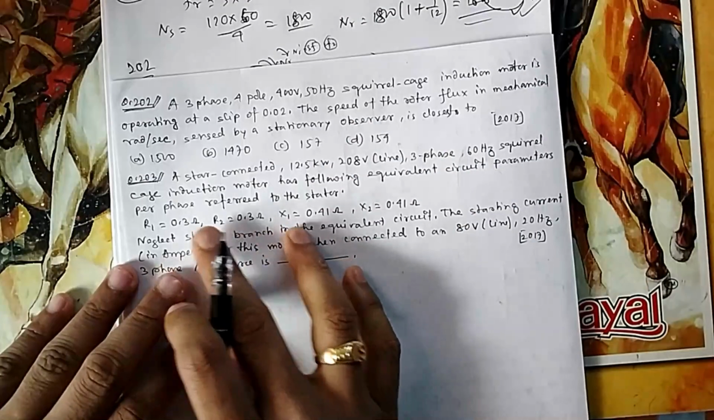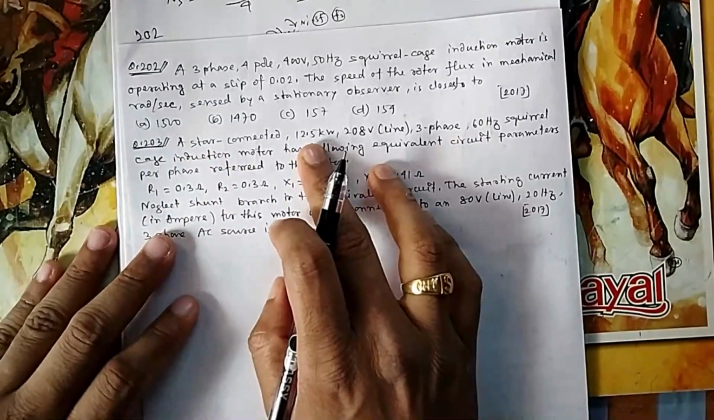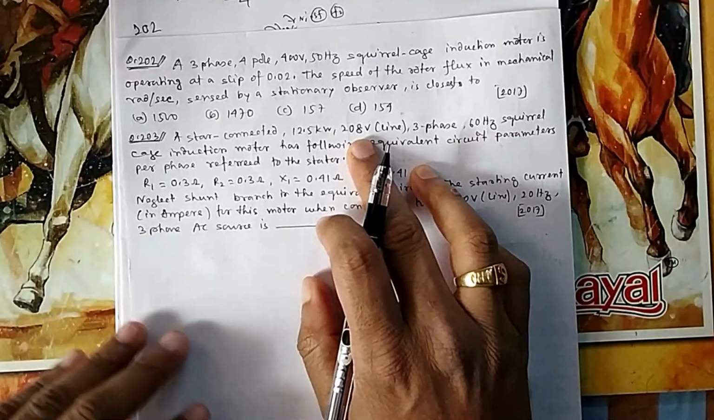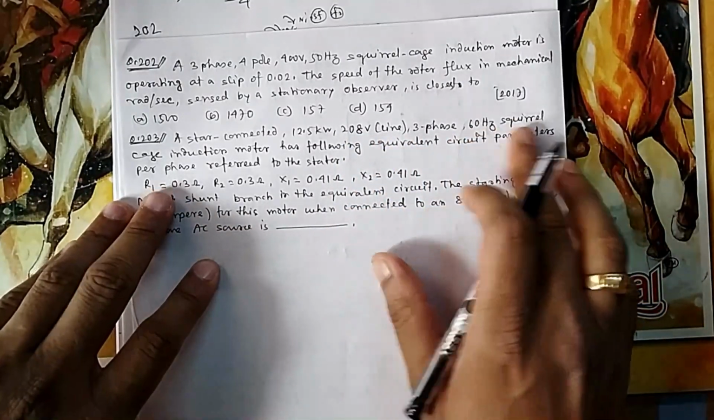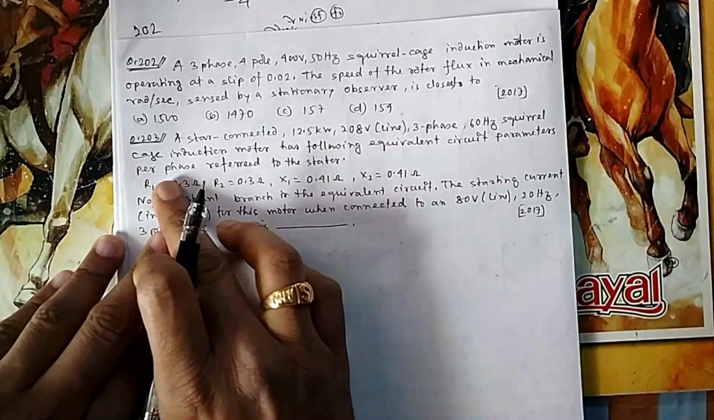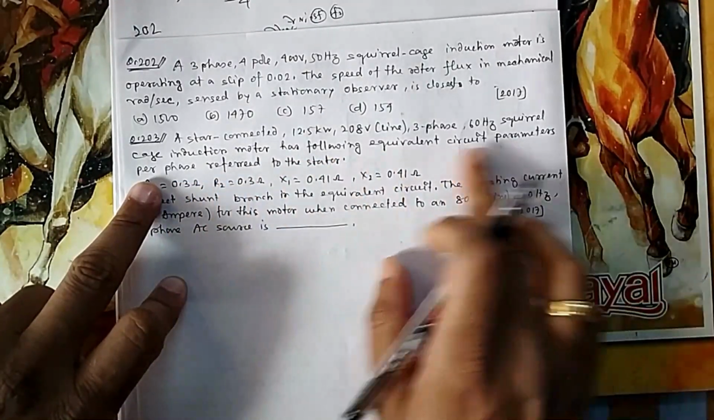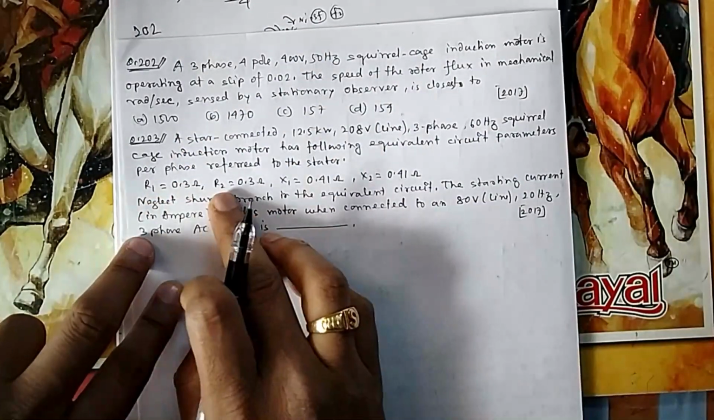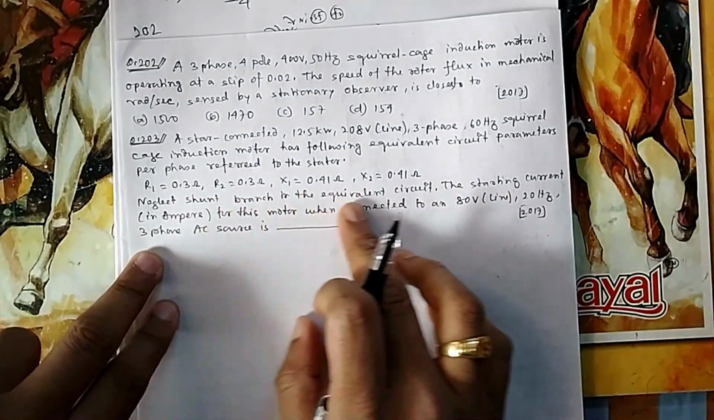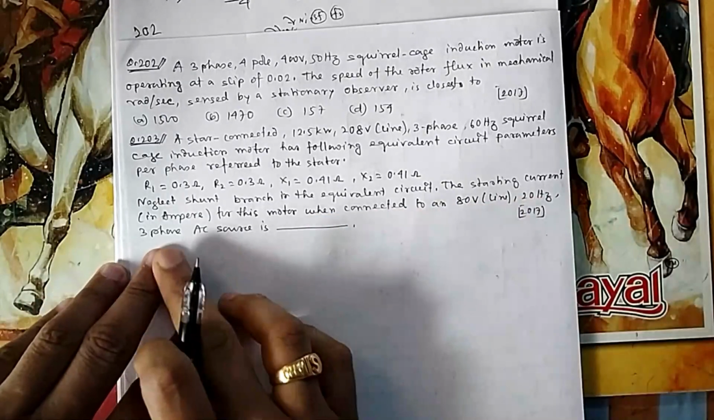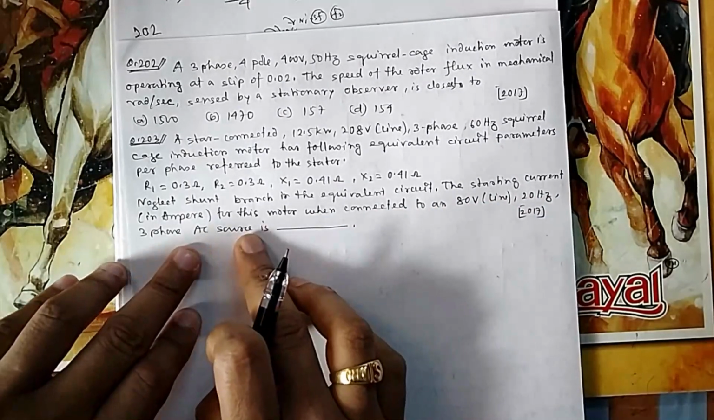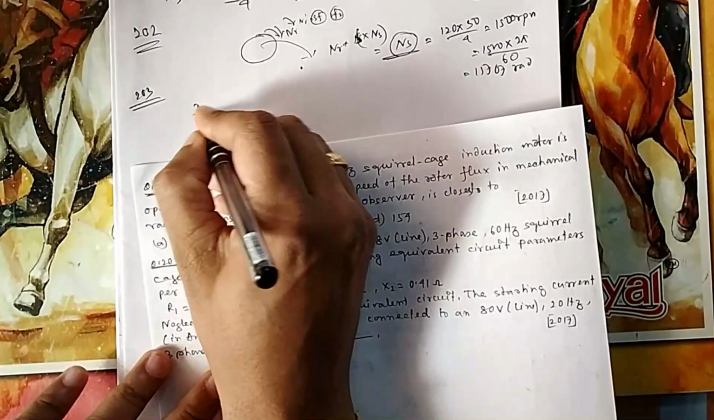Next, if you come to 203, a star connected 12.5 800 kilowatt 208 line voltage 3-phase 60 Hz squirrel cage induction motor has the following equivalent per phase parameters referred to stator: R1, R2, X1, X2. Neglect the shunt branch of the equivalent circuit. What is the starting current of the motor when connected to an 80 volt 20 Hz 3-phase AC source?